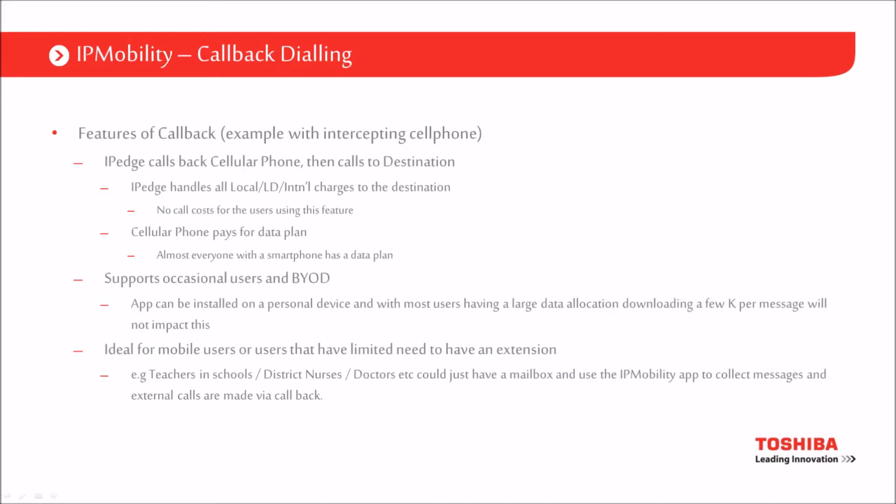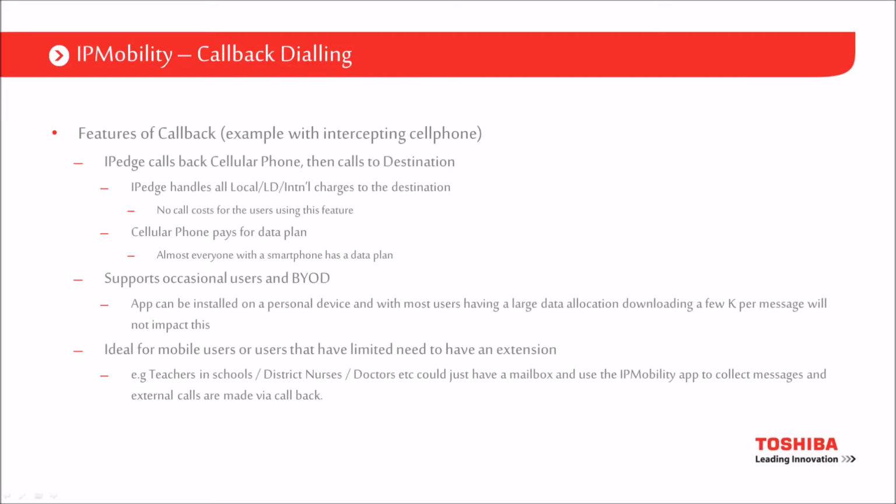So, quick look at the features of callback. Effectively, what it'll do is, if you want to make a call through callback, it sends a packet of data across the data connection on the smartphone to the IP Edge, which tells the system where to ring and so on, and the IP Edge will then make a call to the mobile, and it will make a call out to the destination number that was passed across.